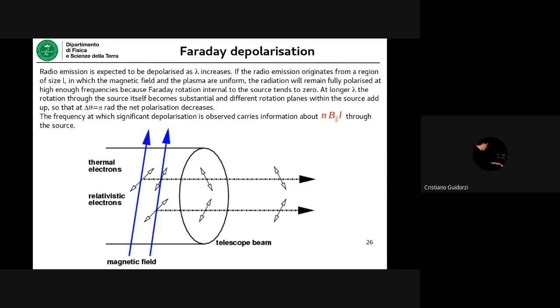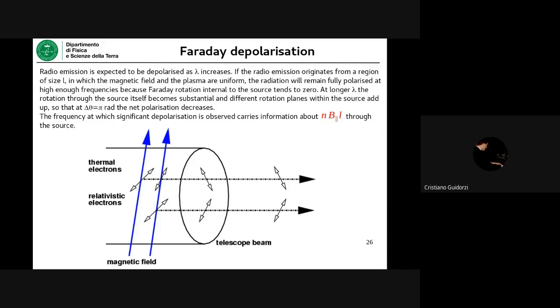But if they have been rotated due to Faraday rotation by, for example, pi radians, so 180 degrees, then when you combine the electric field, they just cancel out. So it means that the very same source, when the source is extended, is capable of suppressing the radiation just because of Faraday rotation itself, internal to the source, when the rotation becomes large enough.